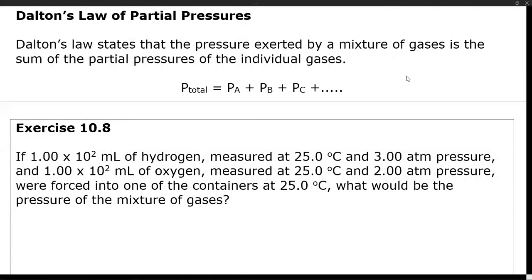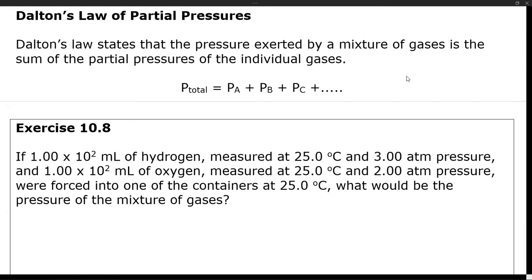All right, we want to talk about Dalton's law of partial pressures. Dalton's law just states that the pressure exerted by a mixture of gases within the same container is the sum of the partial pressures. That is, the partial pressure is the pressure that gas would have exerted had it been in the container by itself. So the total pressure is equal to the pressure of gas A, plus the pressure of gas B, plus the pressure of gas C, and so on, for however many gases you have in the container.